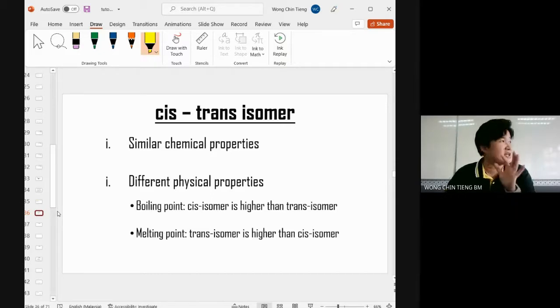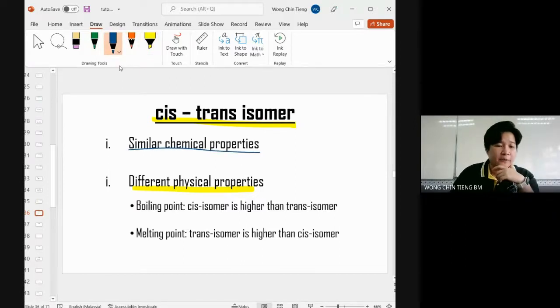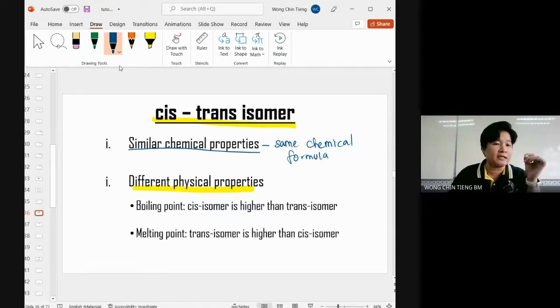We want to go into a bit of your explanation. Macam biasa, explanation ayat ada dalam nota. Saya akan explain je. So make sure you have your notes with you, and you can draw together if you want. I will explain using a bit of drawing. We have cis-trans isomer. The things that we are going to discuss is the difference in the physical property. First and foremost, back to why the chemical property is similar over here, because they have the same chemical formula.